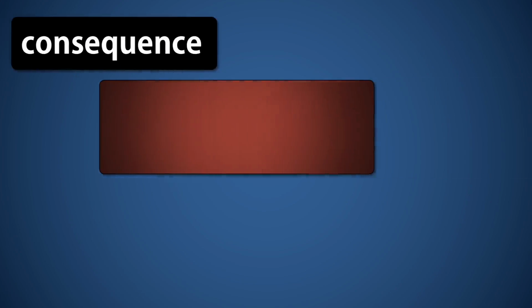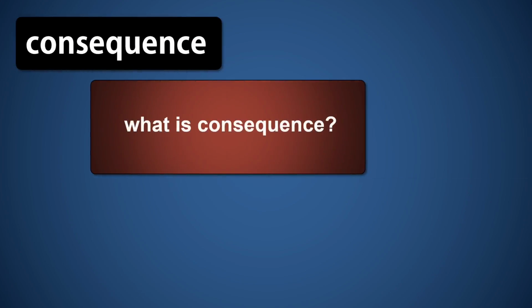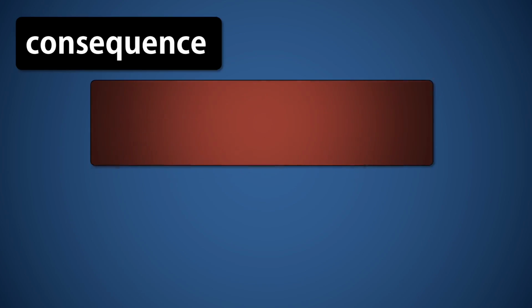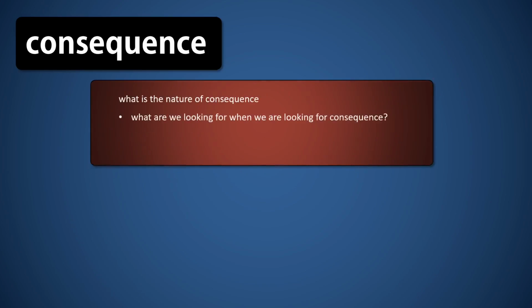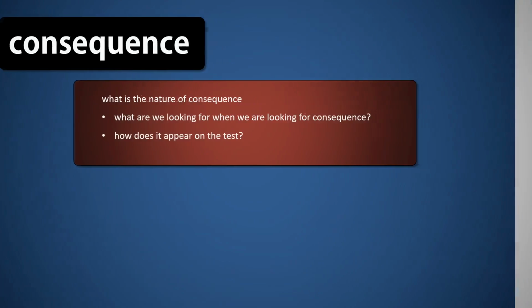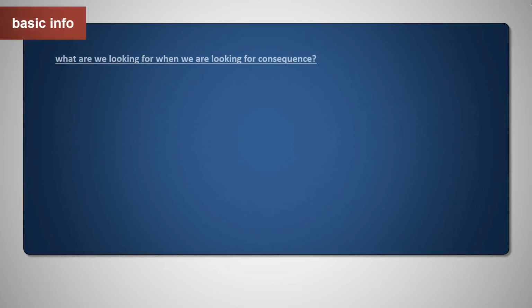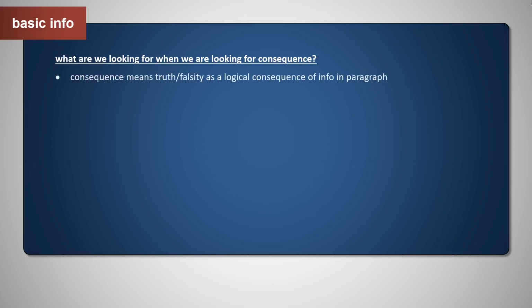Alright, so in this video we're going to cover what consequence is. What is the nature of consequence? What are we looking for when we're looking for consequence? And how does it appear on the test? Okay, so in terms of the basic information, what are we looking for when we are looking for consequence?